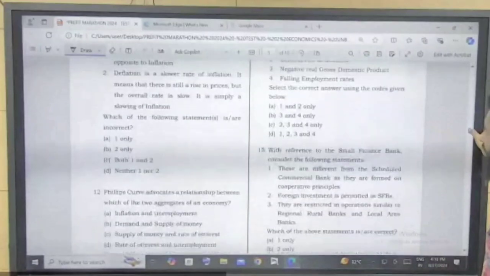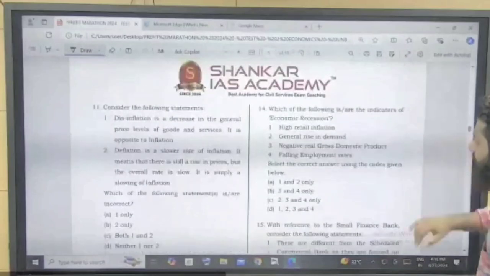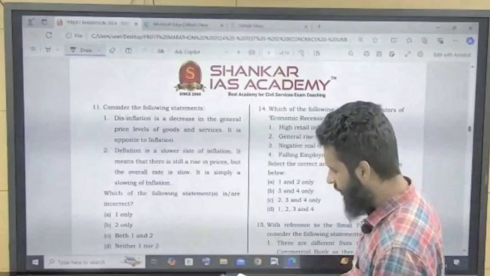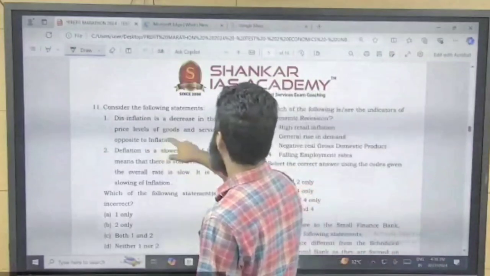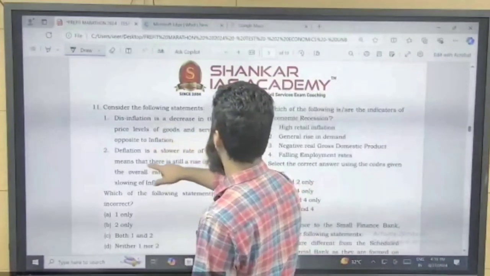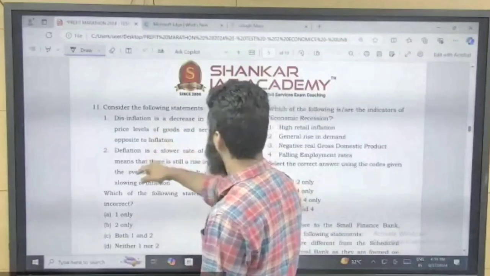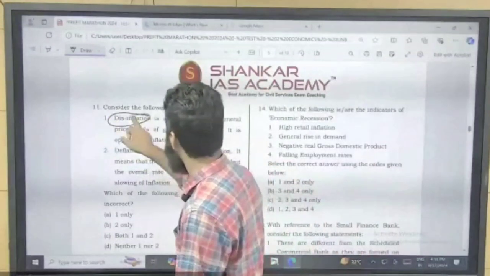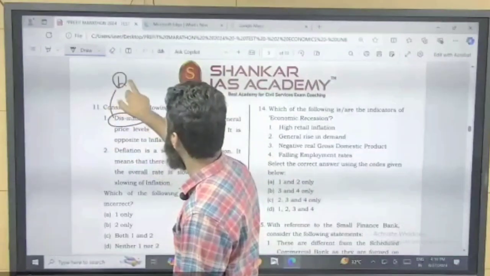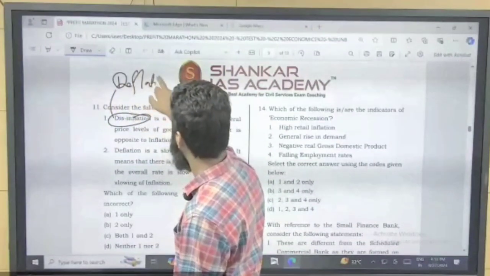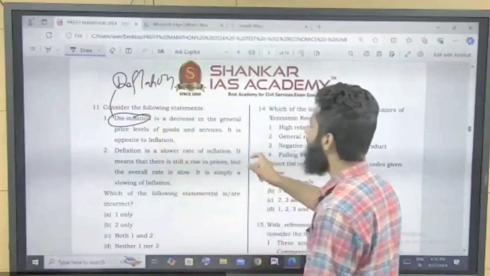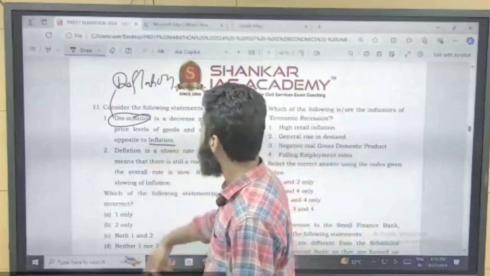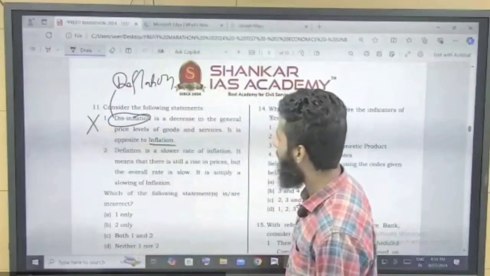So we are dealing mainly with respect to the topic of inflation only. Question number 11. Now, disinflation is a decrease in the general price level of goods and services. It is opposite to inflation. No, it is not about disinflation. Basically, it is about deflation. Deflation is the decrease in the general price level of goods and services, and deflation is opposite to inflation. So this statement is incorrect.